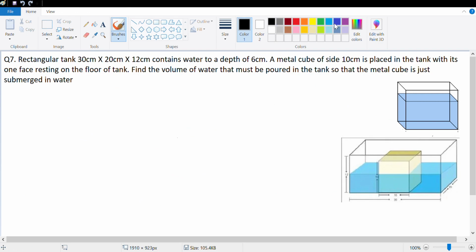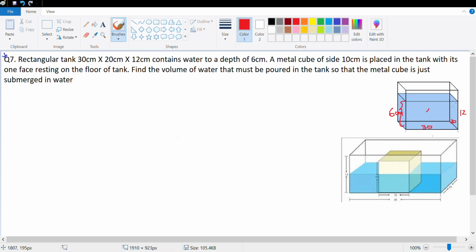7. Very interesting question, both from the understanding and the exam perspective. You could put a big star on this question. Let's read the question. It's a rectangular tank of 30 centimeter, 20 centimeter by 12 centimeter contains water to a depth of 6 centimeter, which means this is my photograph 1 that I've given for your reference. So in this case, this length is 6 centimeter. So there is a tank which is 30, 20 is the width and 12 is the height.